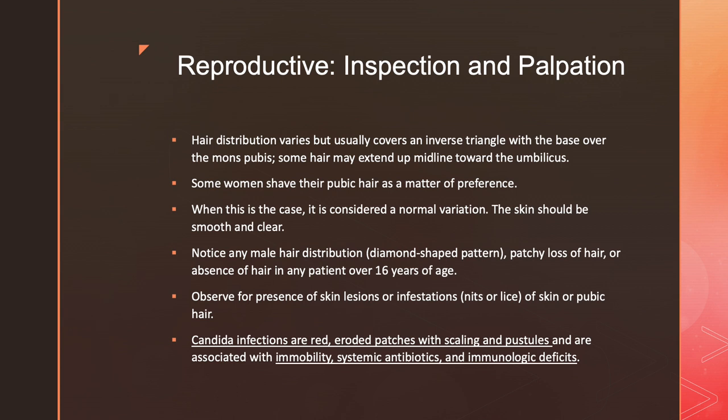Notice any male hair distribution or diamond shape pattern, or patchy loss of hair or absence of hair, because this can be indicative, again, of a vitamin deficiency that we talked about. And there's three of them that are related to patches of hair. That includes the pubic area. All right. So that could be another indicator, or it could be just genetics taking its ride. Whatever the deal is, that needs to be annotated, right? Because that's going to be a difference or an abnormal finding.